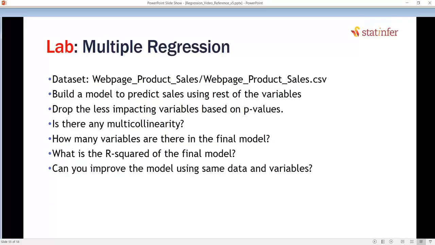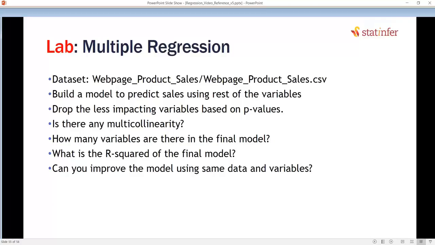Web product sales depends on so many other variables. So product sales, then based on that you have to see the most impacting variables. You have to reduce multicollinearity, do all these tests. You have to look at R square, you have to look at adjusted R square, you have to find out whether there are any junk variables. So this will give you a complete deep dive into whatever concepts we have learned till now.